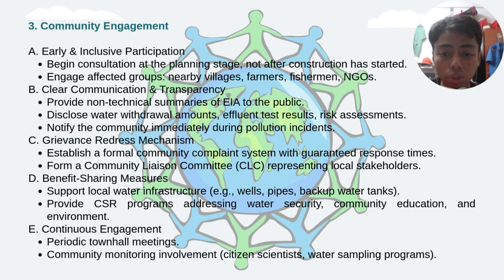B, clear community transparency: provide a non-technical summary of the EIA to the public, and discuss water withdrawal amounts, effluent test results, and risk assessment. C, grievance redress mechanism: a stable and formal community complaint system with a guaranteed response time. D, benefit sharing measures: support local water infrastructure, including wells, pipes, and backup water tanks, and provide CSR programs addressing water security, community education, and the environment. E, continuous engagement, with periodic community meetings.